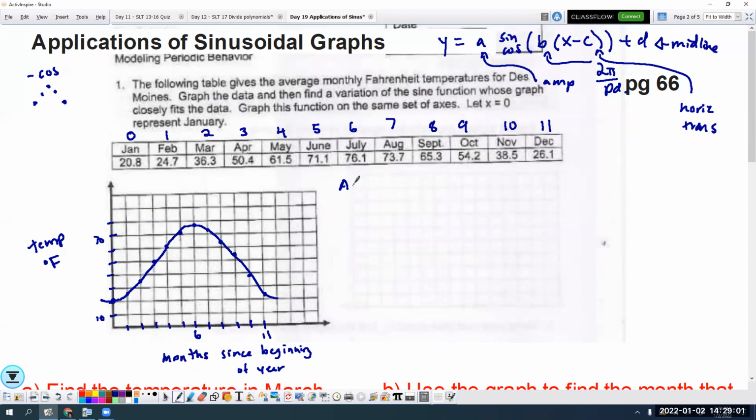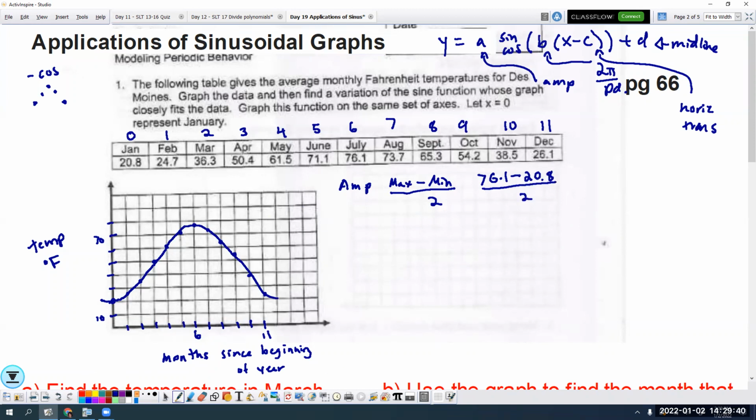So the first thing we're going to need is A, the amplitude. And to find the amplitude, normally we would find the midline first and then just count. But because the numbers aren't so lovely here, what we're going to do is take the maximum y value minus the minimum y value and divide it by 2. That's going to basically take the height and divide it by 2. So our maximum value is 76.1. Our minimum value looks to be about 20.8.